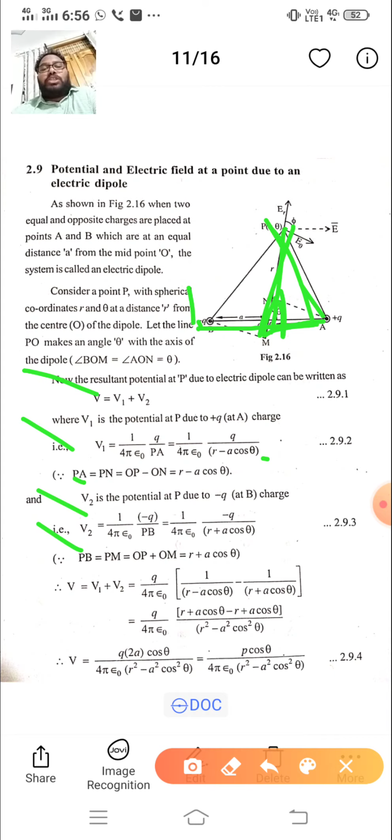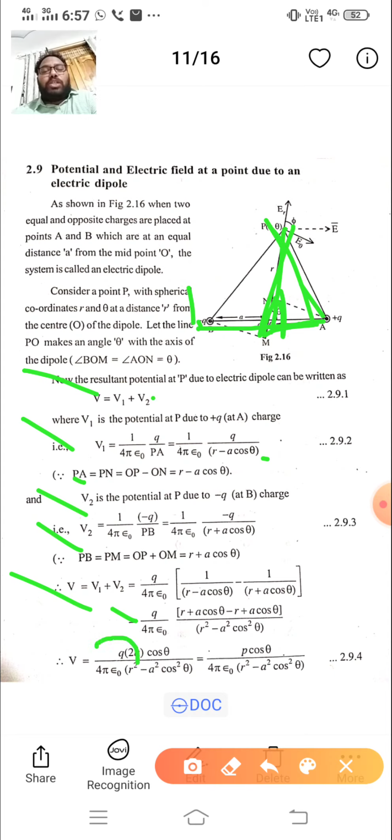Substituting these two values in V1 plus V2, the resultant potential V equals Q by 4 pi epsilon naught into 1 by (r minus a cos theta) minus 1 by (r plus a cos theta). Simplifying, we get Q by 4 pi epsilon naught into (r plus a cos theta minus r plus a cos theta) by (r square minus a square cos square theta), which gives Q into 2a cos theta.